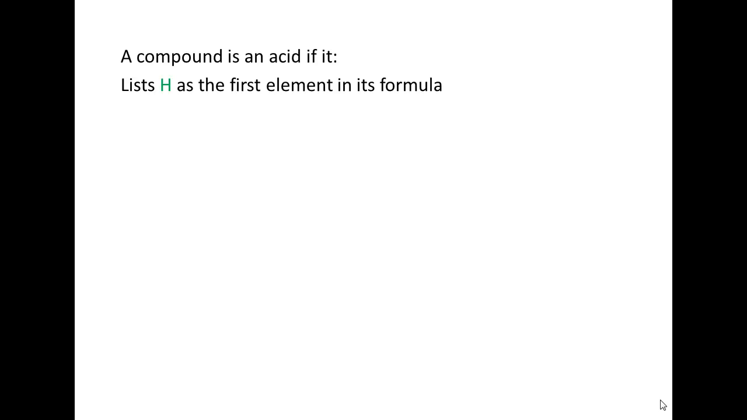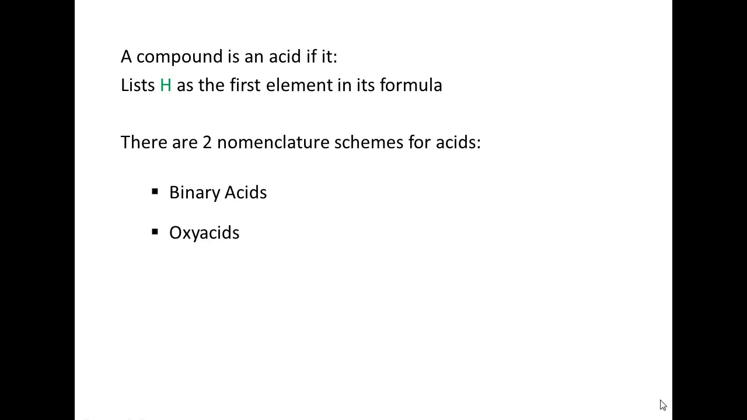So, how do you know if you have an acid? Well, the first element in its formula is going to be hydrogen. Now, there are two types of acids that we're going to be looking at today: binary acids and oxy acids. They each have their own way of naming.